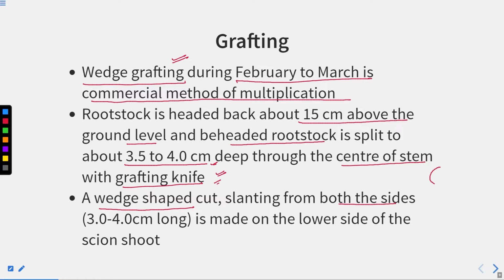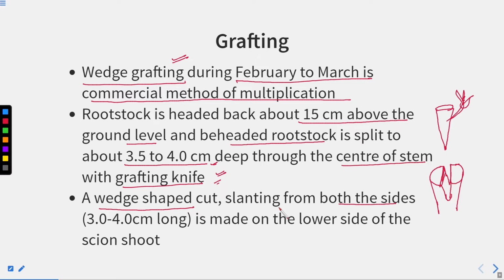So this is the method. Suppose this is the stem, right, then we have to make a wedge shape cut like this. Okay, so this is the stem and this is the wedge shaped cut. Now we will have one more plant which is having some branches here, right? Now you can insert this in this wedge.